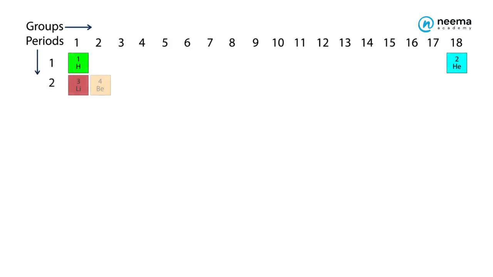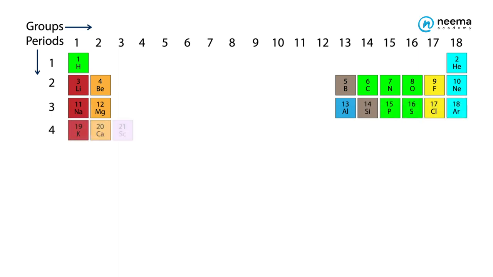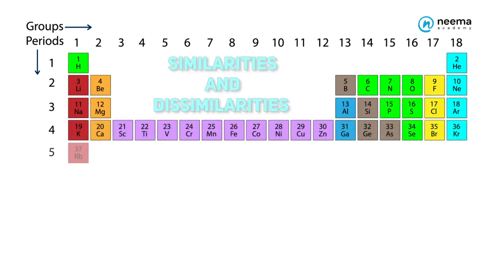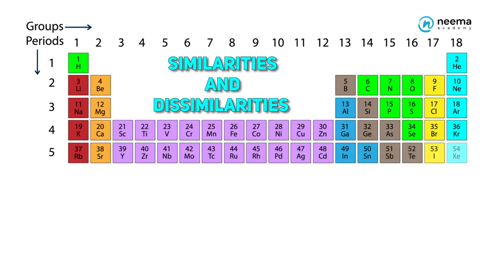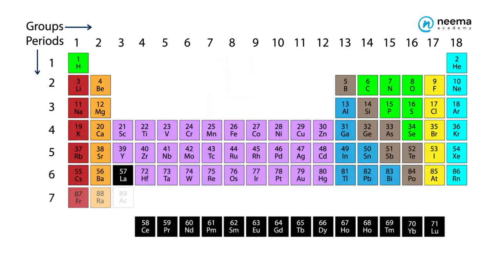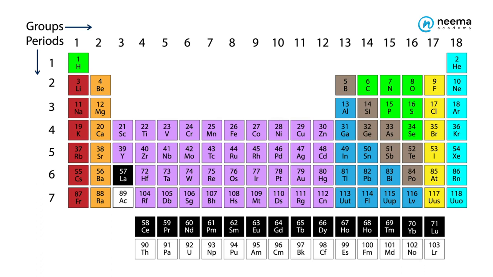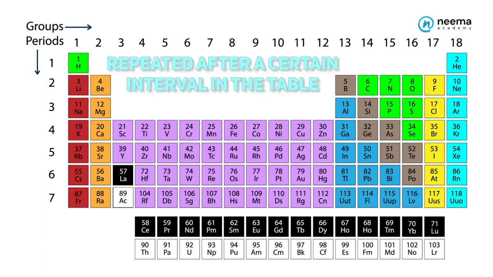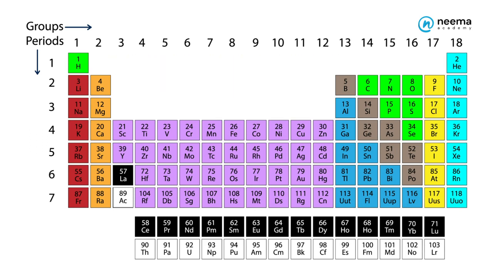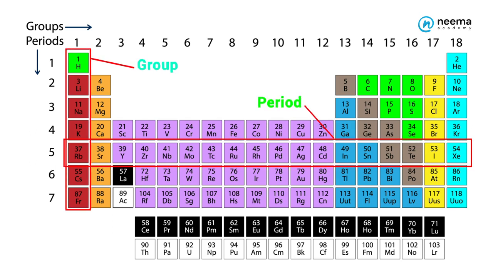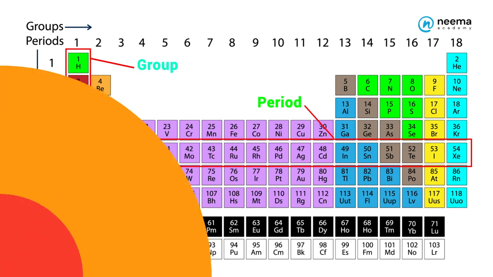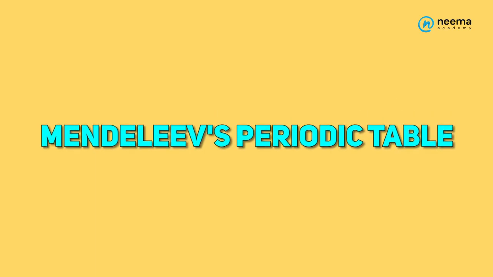So the table or chart, which is obtained after arranging elements on the basis of similarities and dissimilarities, is called a periodic table. It is called a periodic table because elements having similar characteristics are repeated after a certain interval in the table. In the periodic table, there are horizontal rows, that is, periods, and vertical columns, that is, groups. After introducing the periodic table, let me tell you about Mendeleev's periodic table.